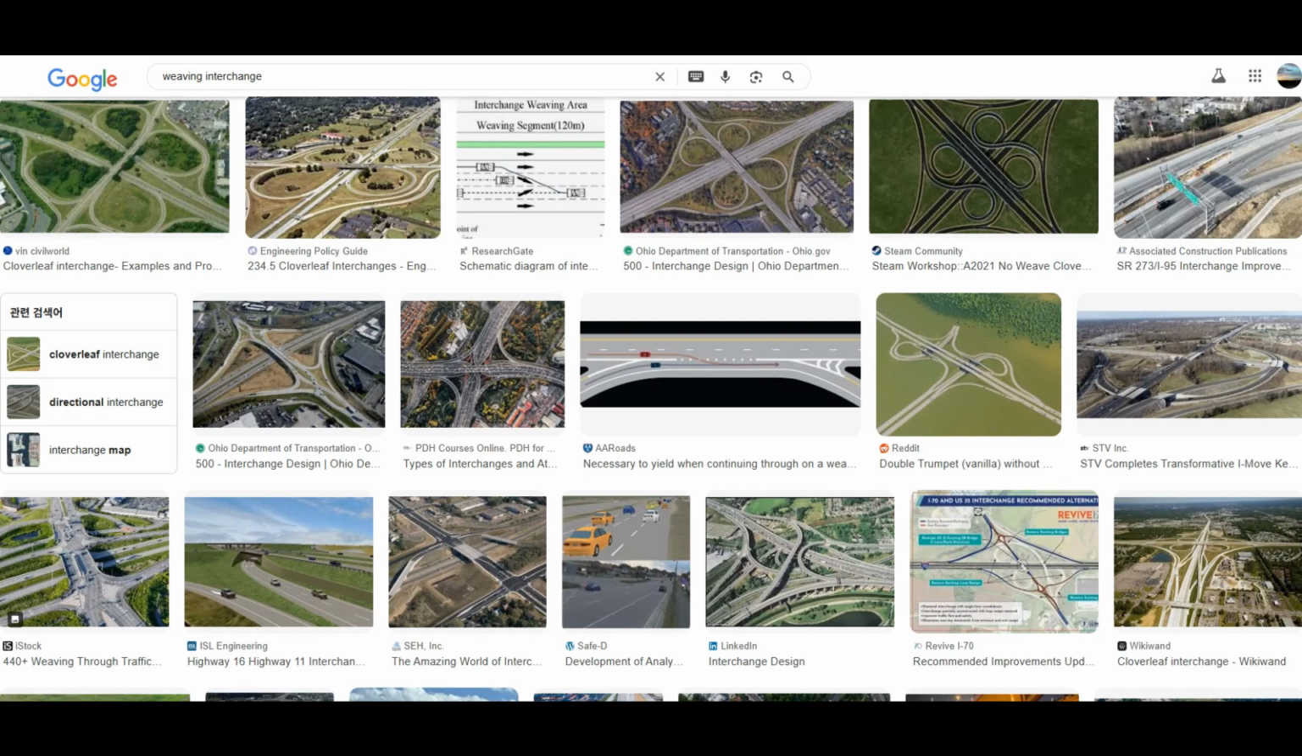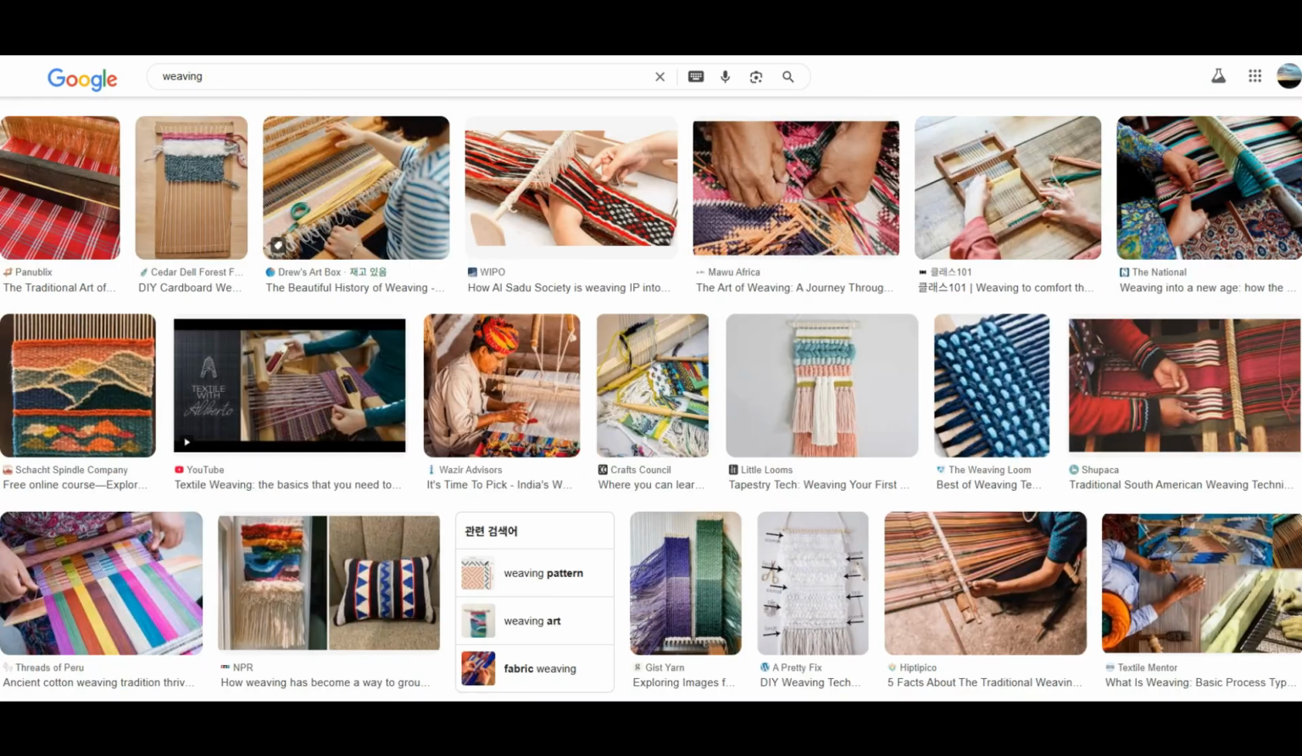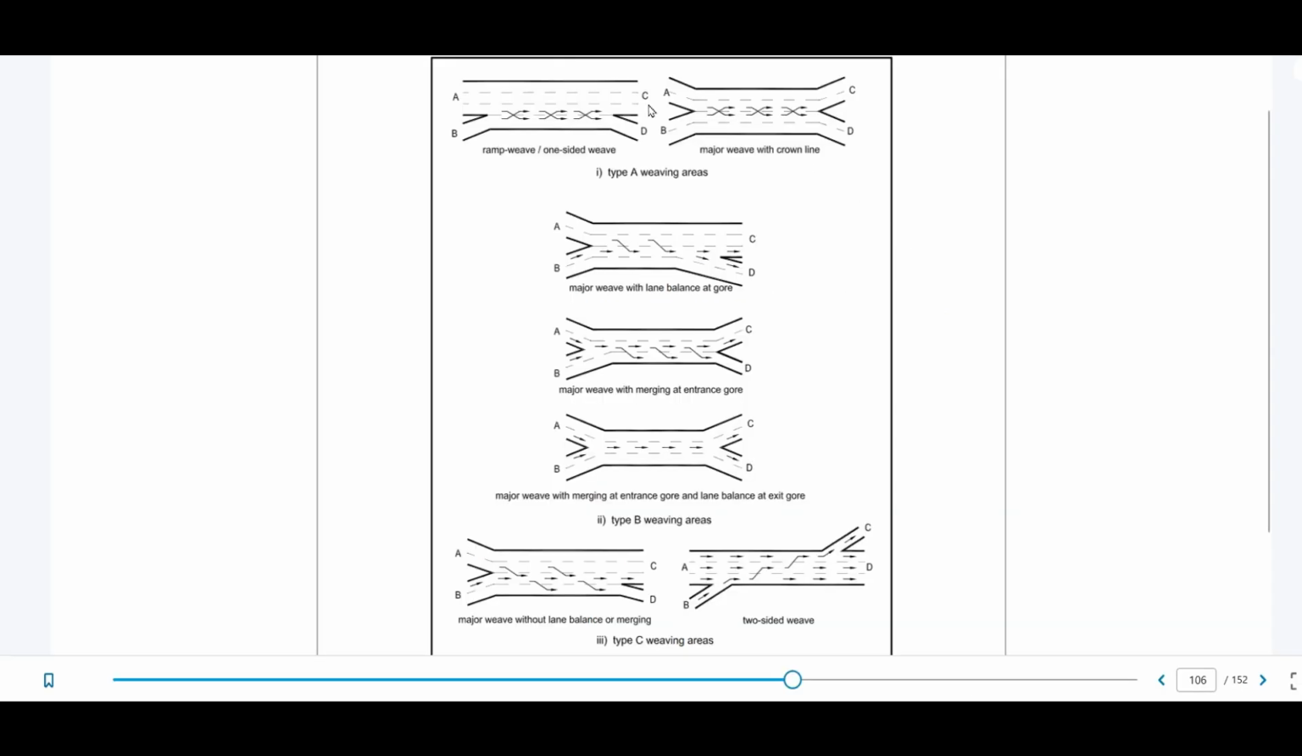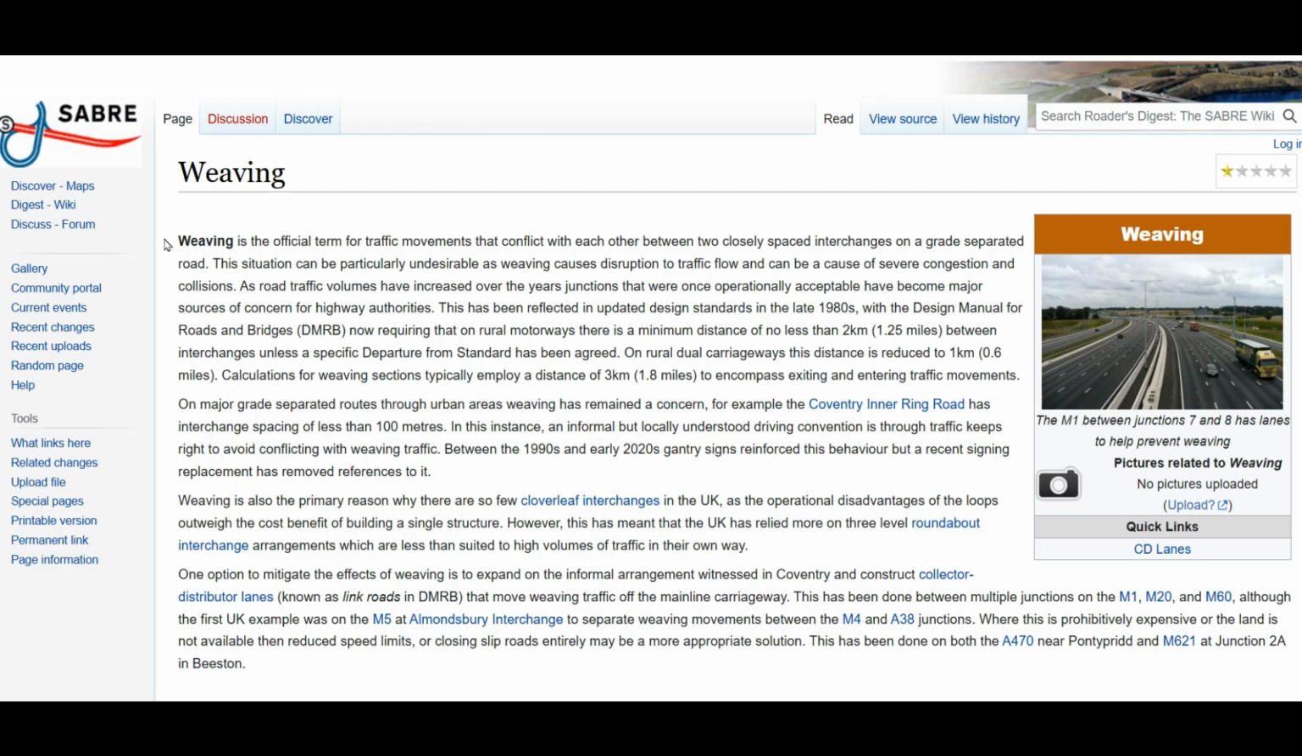I mean the weaving in the highway design, not the weaving on the fabric, the textile. These are typical examples of the weaving conditions. There's type A, type B, and type C. How was it when you go through the weaving interchange? As shown here, weaving causes disruption to traffic flow and can be a cause of severe congestion and collisions.